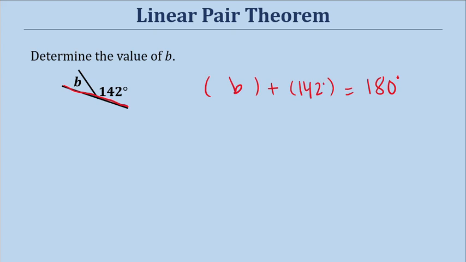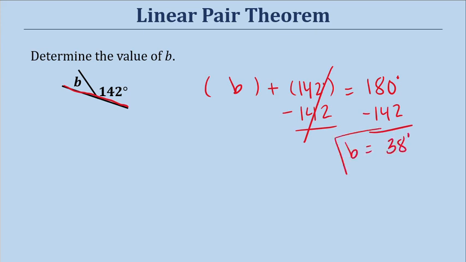And just like before, since the numbers are separated by an equal sign, I subtract the constant value from both sides because it's positive, and to cancel we use a negative. And then I figure out that 180 minus 142 is going to be 38 degrees. And that's the answer. These, of course, are the simplest problems of the linear pair theorem, where you have a known angle and you just subtract from 180 to find the other one.